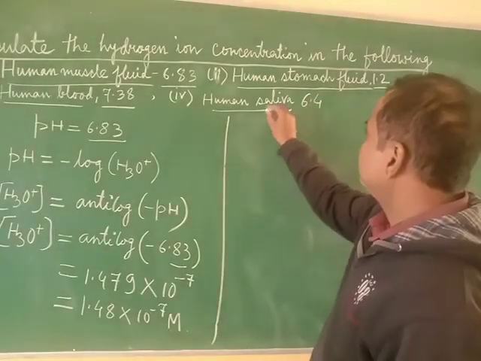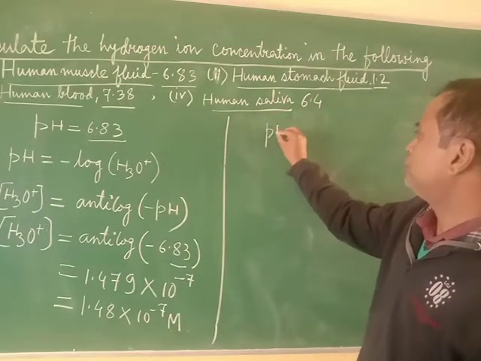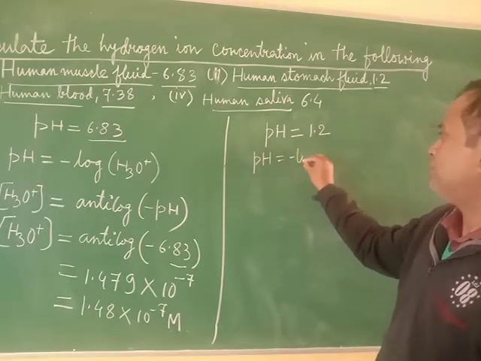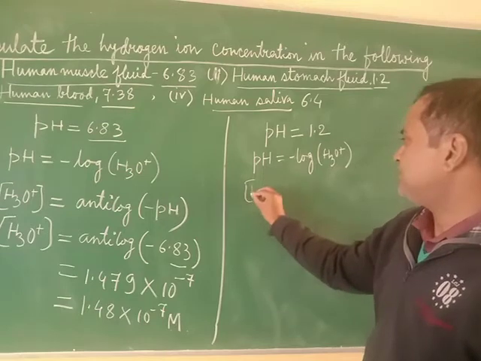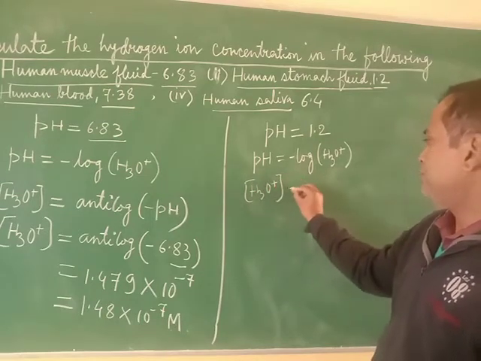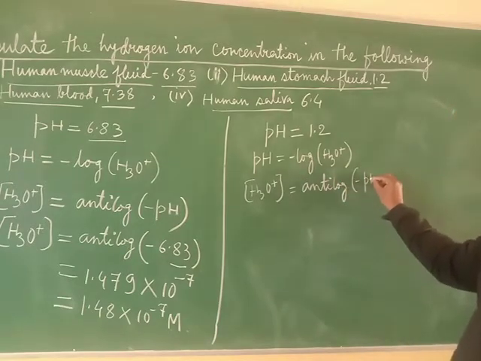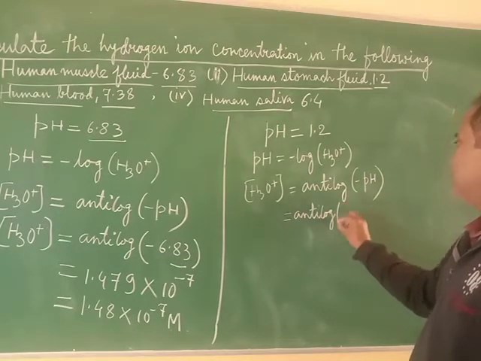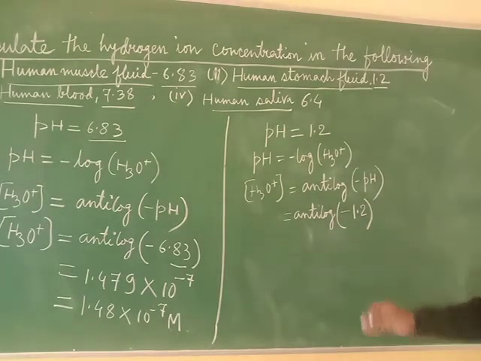Now the second question: we have to find the hydrogen ion concentration of human stomach fluid with pH equal to 1.2. We know pH is equal to minus log of H3O plus. We can directly take this as H3O plus is equal to anti-log of minus pH. So this is anti-log of minus 1.2. Now in order to find the anti-log of minus 1.2, you have to apply that trick.